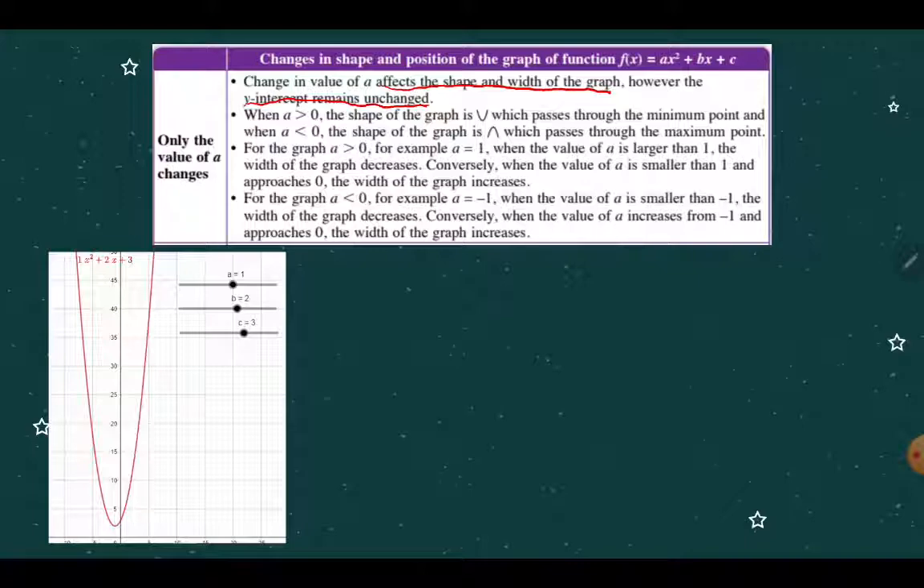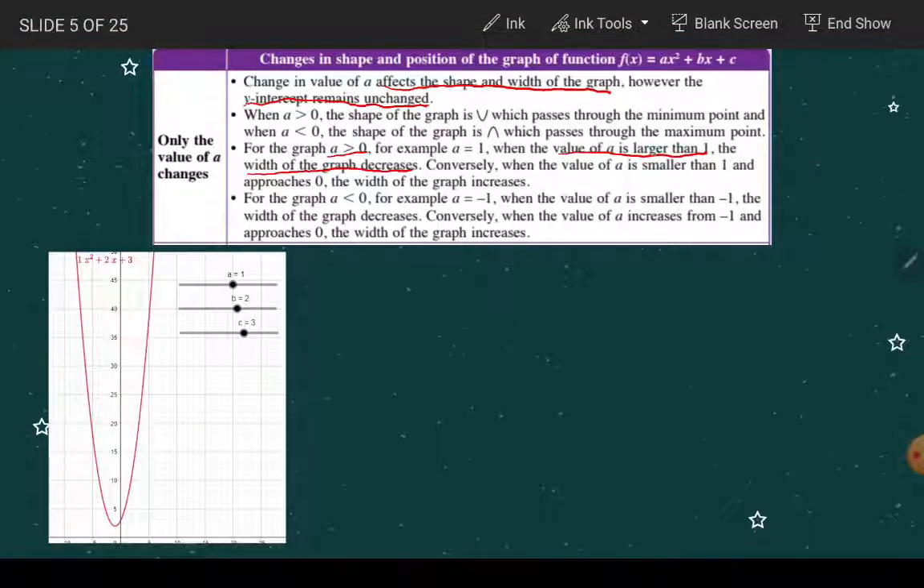When A is greater than 0, when A is positive, the shape of the graph is minimum, which passes through the minimum point, and when A is negative, the shape of the graph is maximum, which passes through the maximum point. For the graph of A greater than 0, for example A equals 1, when the value of A is larger than 1, the width of the graph decreases.